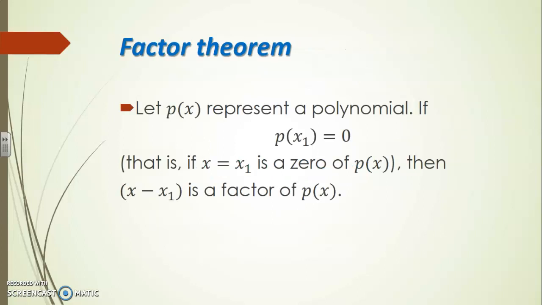To approach such problems, we're going to discuss the factor theorem and use it as a tool to factor higher order polynomials. Here's what the factor theorem says. If p of x is a polynomial, and if p calculated at x1 is 0, in other words, if x equals x1 is a 0 of the polynomial p of x, then x minus x1 will be a factor of p of x. Sounds very sophisticated. We'll see how we can apply it in a second.